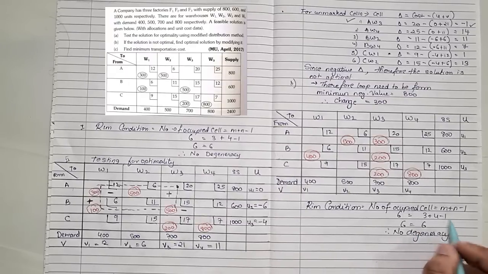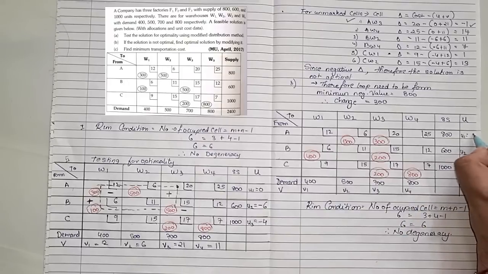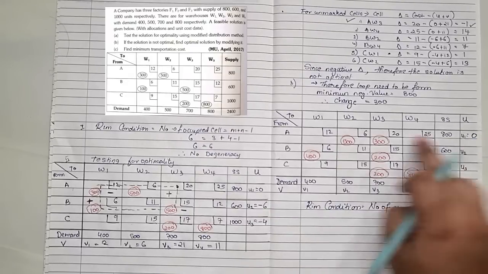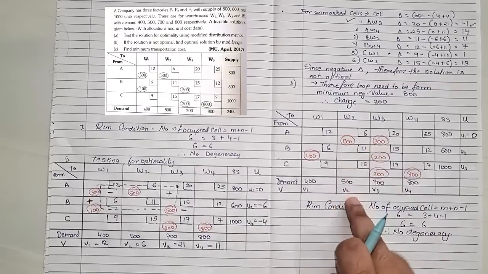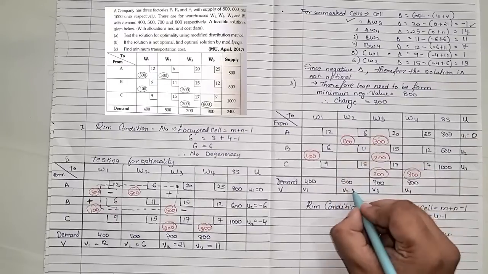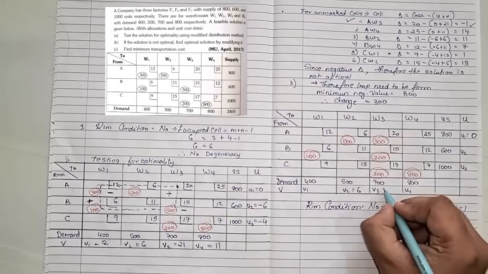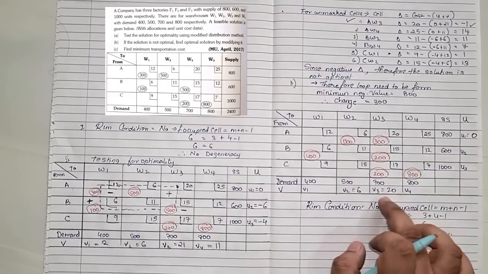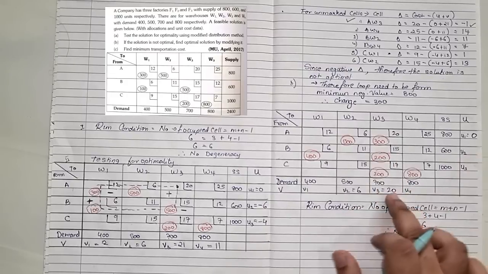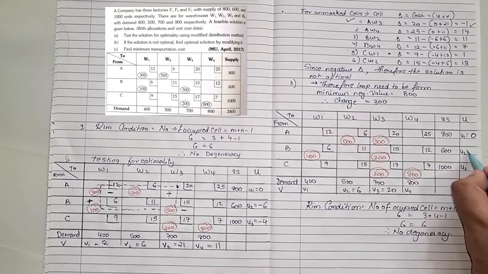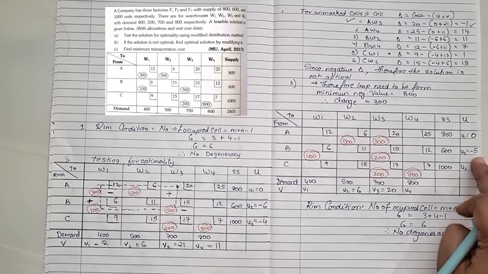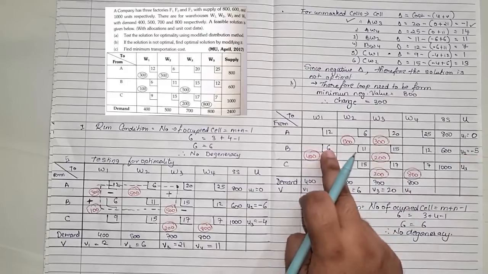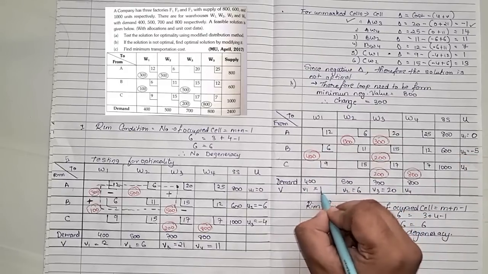Now, if there is no degeneracy, I can start with the u and v. u1 I will take as 0. So with the help of u1, I can find v2 and v3. 6 minus 0 is 6. 20 minus 0 is 20. Now, with the help of v3, I'll be able to find u2. So 15 minus 20 is negative 5. Okay. Now with the help of u2, I can find v1. 6 minus 5 is 11.